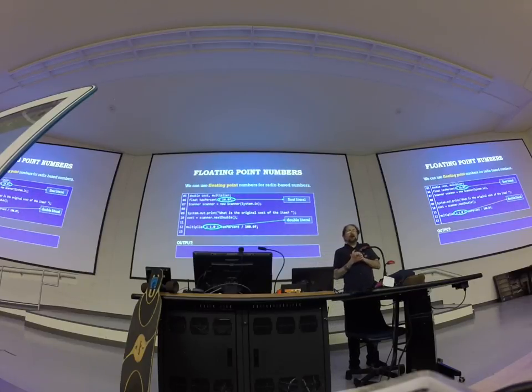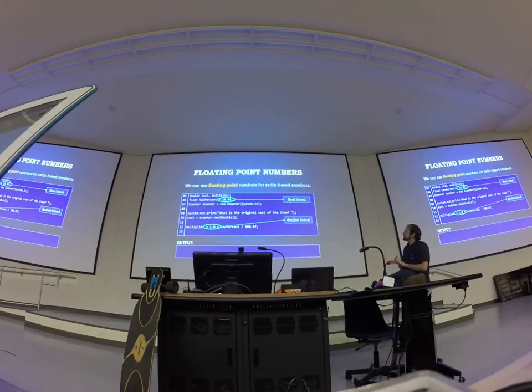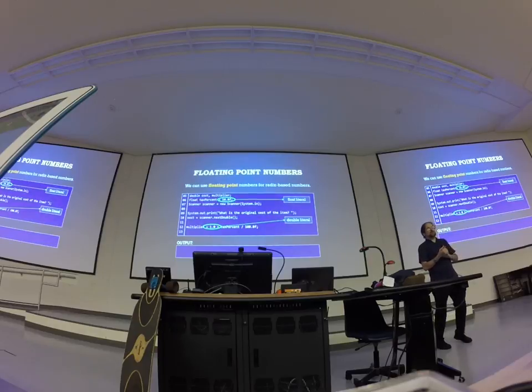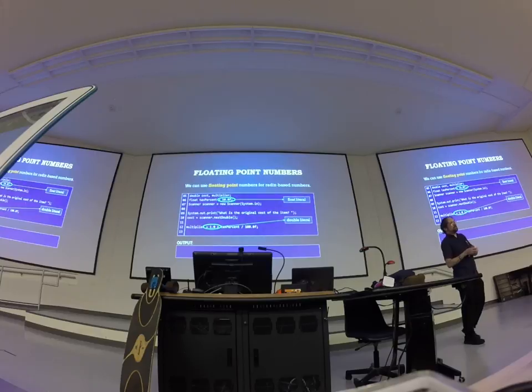Why did you specify that the 10 was a floating point number when you could have just made it a double? The answer is because I wanted to demonstrate floating point numbers to you, not because it makes sense.